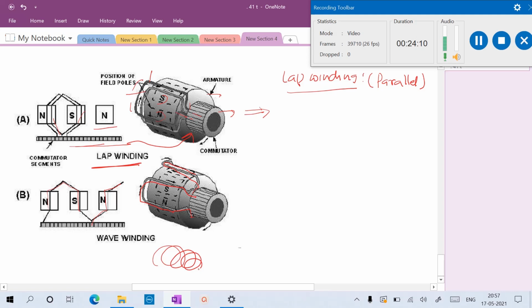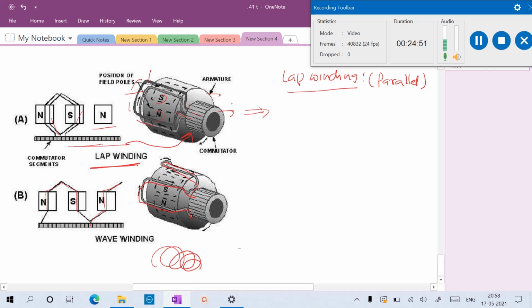The ends of the coil come back to adjacent segments of the commutator. The conductor of one coil starts from one slot under one pole, goes to the slot under the adjacent pole, and returns to the slot under the first pole. This is the definition you already know. Each parallel path has equal voltage. The number of parallel paths is equal to the number of poles, and the total current will be divided equally in each parallel path in the case of motors. So it is best suited for high current purposes.